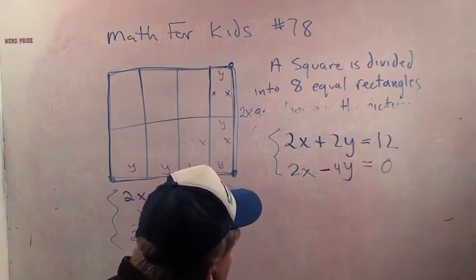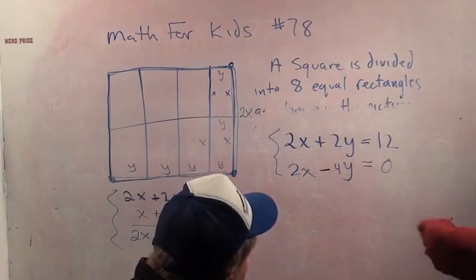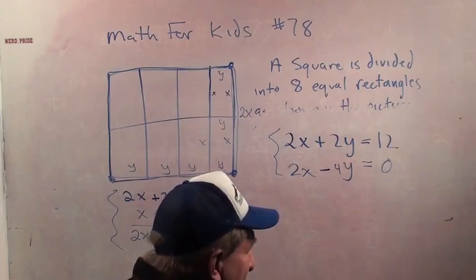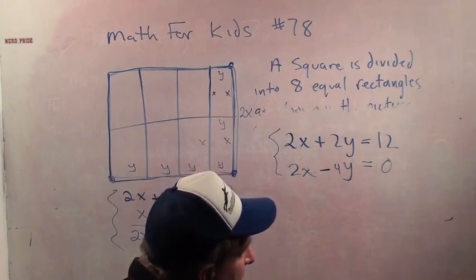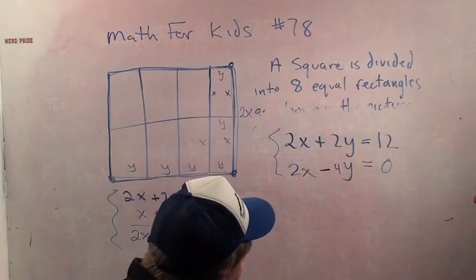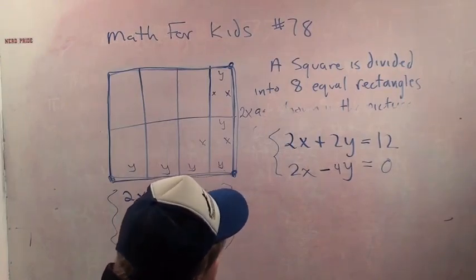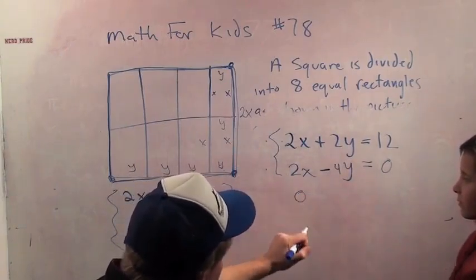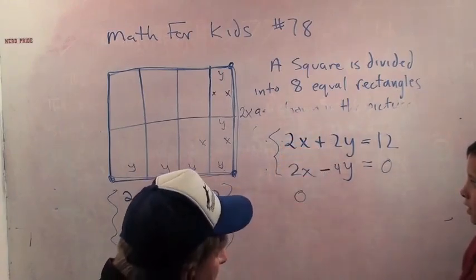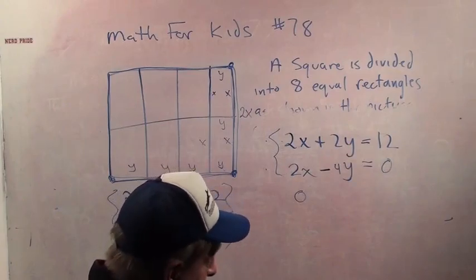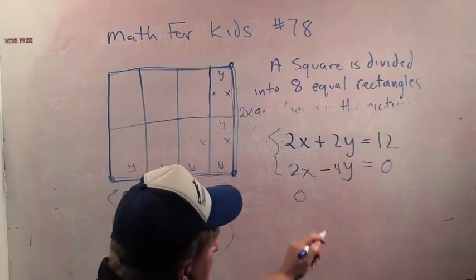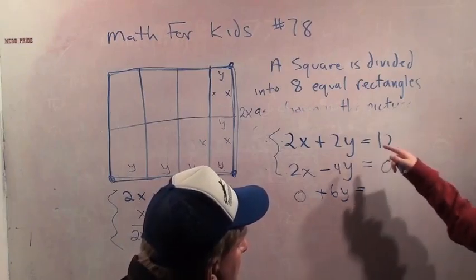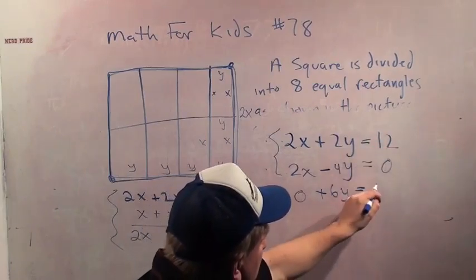Now we could add these equations, and we get 4x minus 2y. That doesn't really help. Adding doesn't really do it, but subtracting would work. If we take this equation minus this equation, we get 2x minus 2x, which is 0, and 2y minus negative 4y, which is 6y. And the right side is 12, so 6y equals 12.